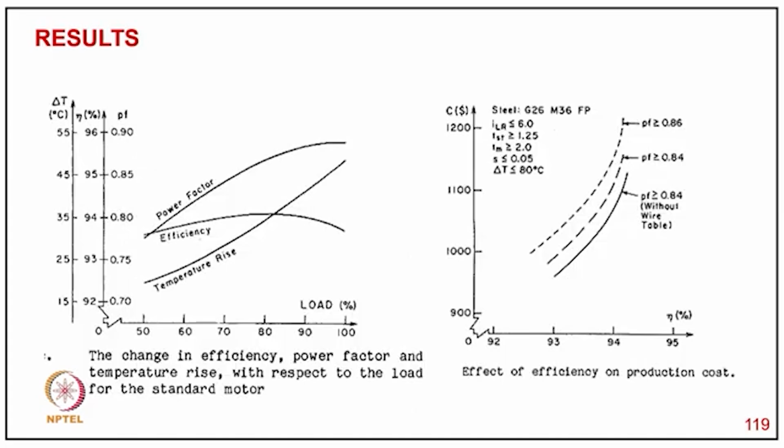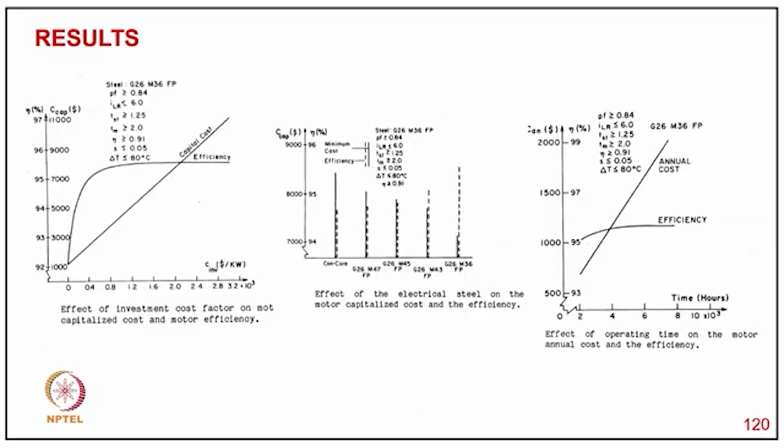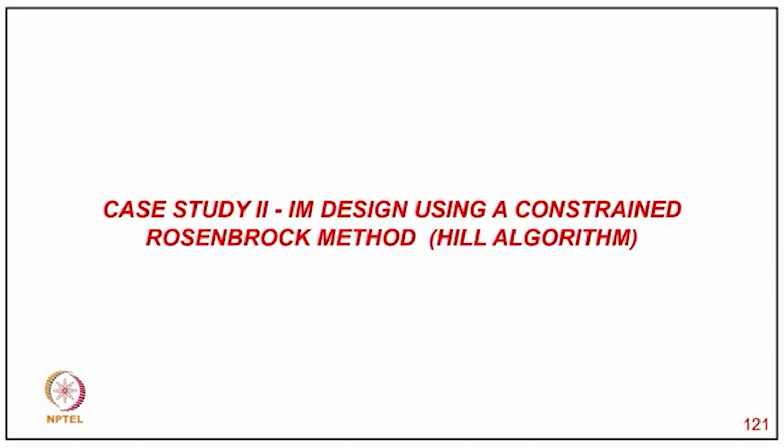So these are the typical sensitivity characteristics, like temperature rise, how it changes with the load, as well as power factor and efficiency. You presume that as the load increases, obviously power factor improves, efficiency also improves, and temperature rise also increases. Similarly, how the efficiency gets affected by the cost for different kinds of steel. And then typically you can see the efficiency and cost increase with the investment cost. So all these sensitivity analyses are done virtually for the design of this induction machine as an example.